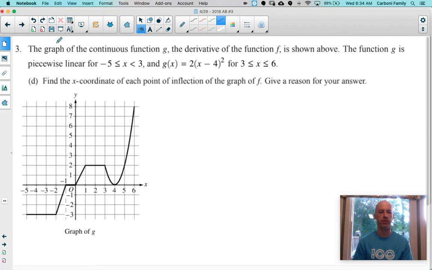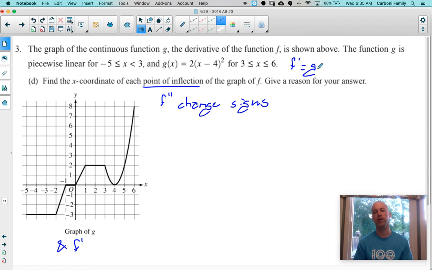Is that the last one? Nope, there's a D. Okay, so find the x-coordinates of inflection points of f. Okay, so inflection points of f, and remember again that f prime is g, so I am looking at the graph of f prime, and if I want inflection points, that means we need f double prime to change signs. Well, remember f double prime is the same thing as g prime. If f prime is g, f double prime is g prime, so we need g prime to change signs.